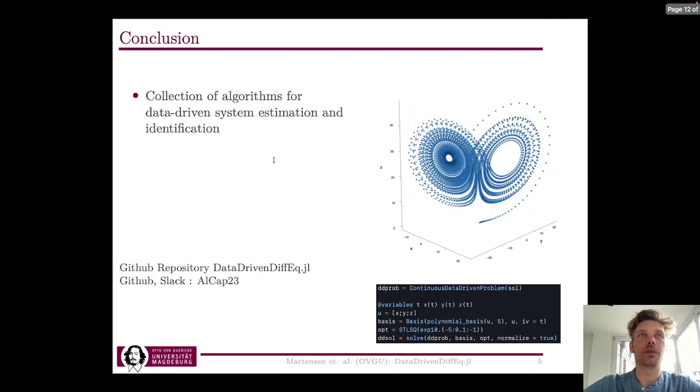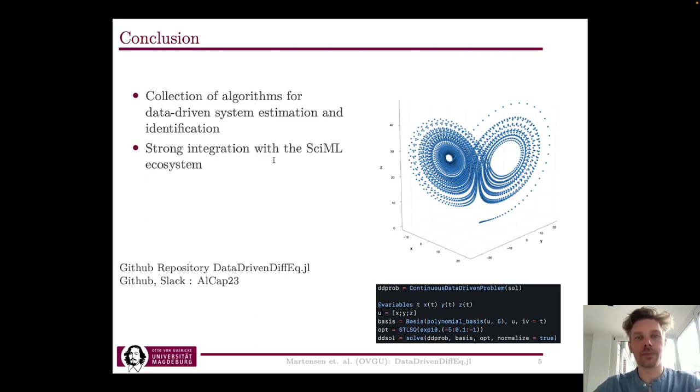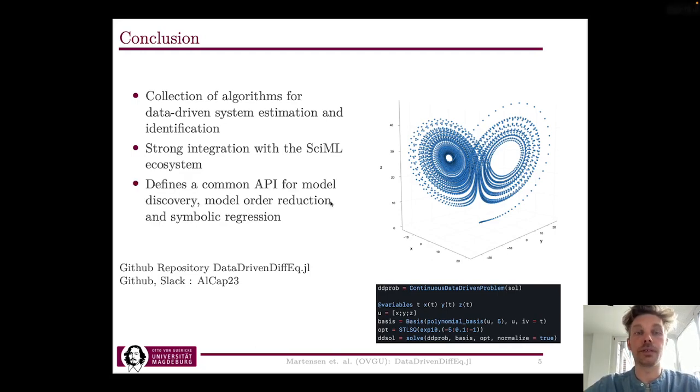So let's jump to a conclusion. What is DataDrivenDiffEq? It's a collection of algorithms for data-driven system estimation and structural identification. It's strongly integrated with the SciML ecosystem and the symbolics ecosystem, relying heavily on ModelingToolkit and symbolic utils, of course, for our system definition and how to define our priors here. So we also saw it defines a common API for model discovery, model order reduction, and symbolic regression.